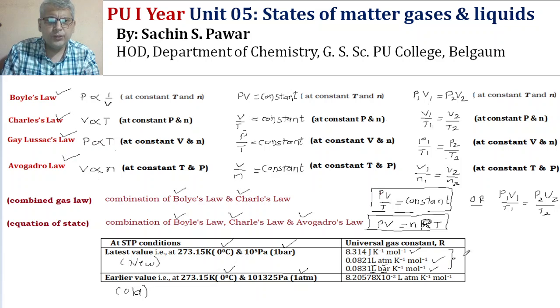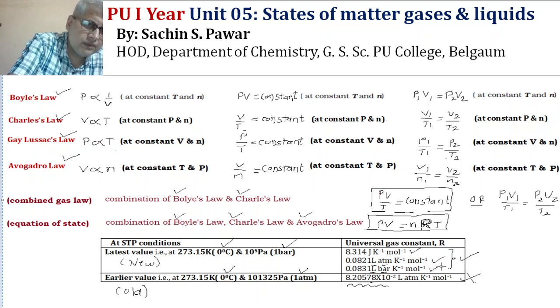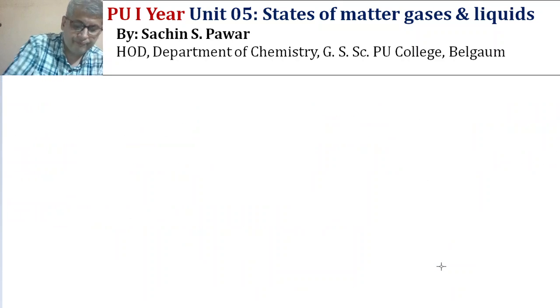Since we are using new units, these are often used. But this one is rarely used, where the value of R is obtained from the old conventions, that is 0 degrees Celsius at 1 atmospheric pressure, and that is 8.2057 into 10 to the power minus 2 liter atmosphere per Kelvin per mole. That is not much use. We are going to use only these three. With this, let's continue with the combined gas law.